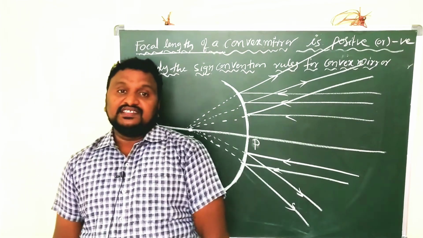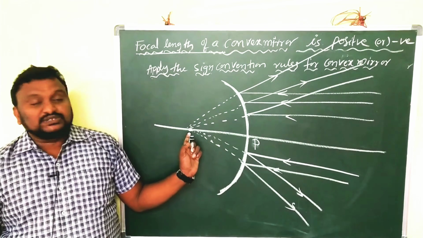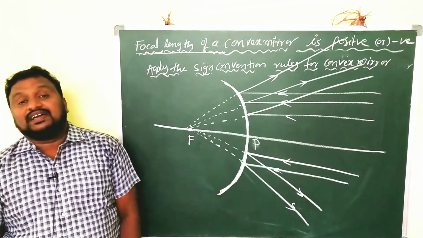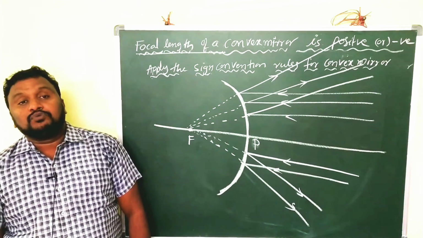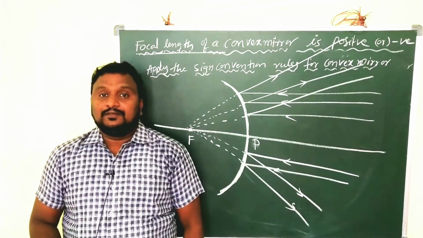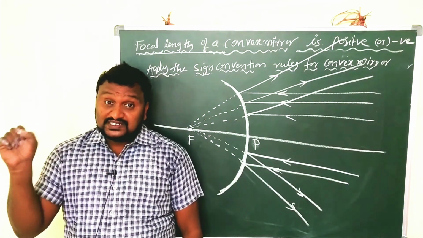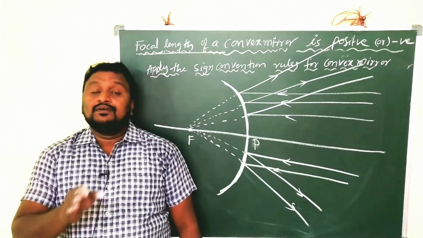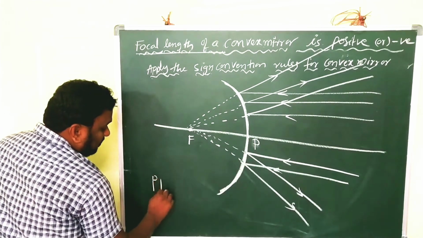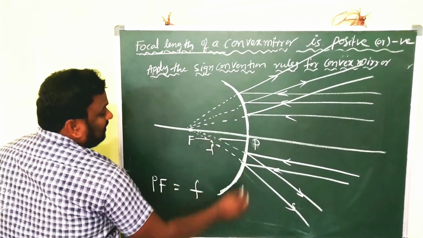Here we extended the reflected rays backward. The extensions of all the reflected rays must meet at a point on the principal axis. That point is what we call the focus. And children, what is the definition of focal length? The distance from pole to focus is called focal length. So here I am going to write P to F: PF is equal to the focal length. This is F, the focal length.